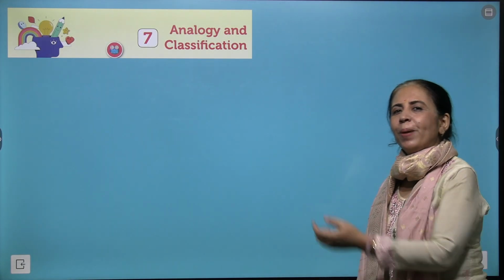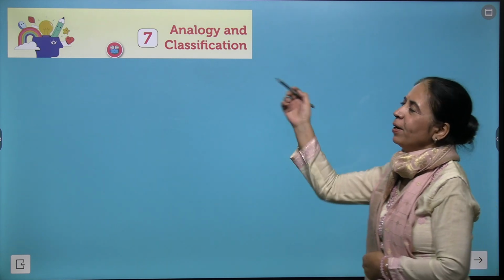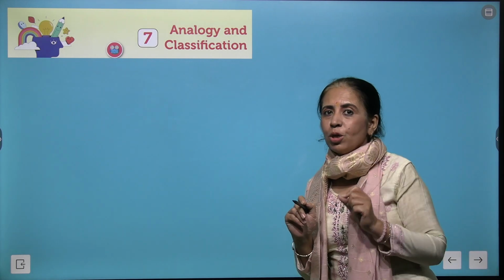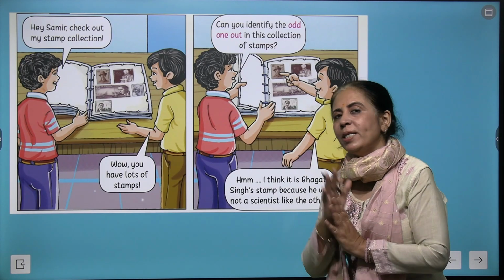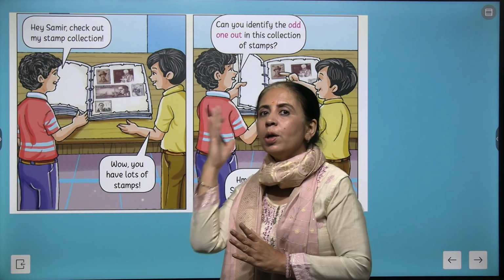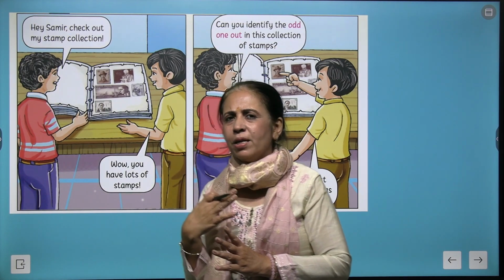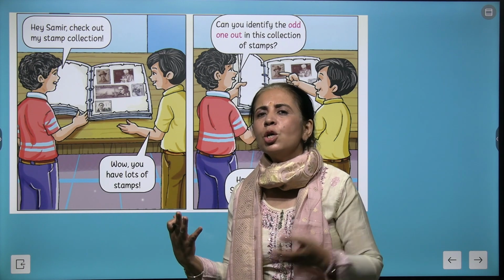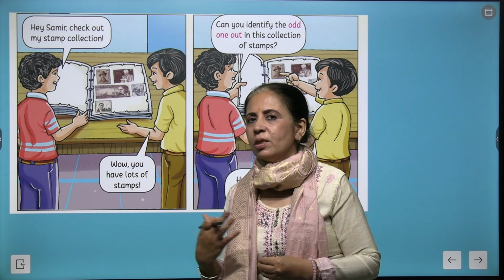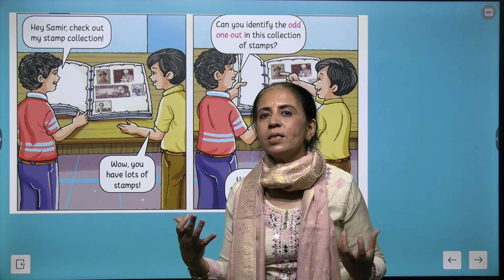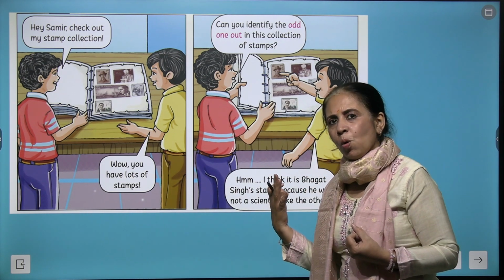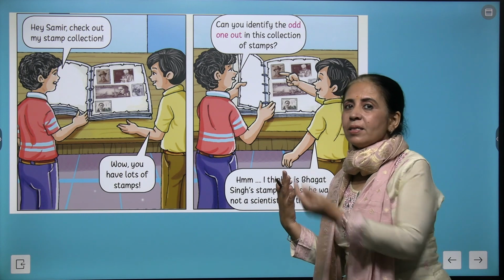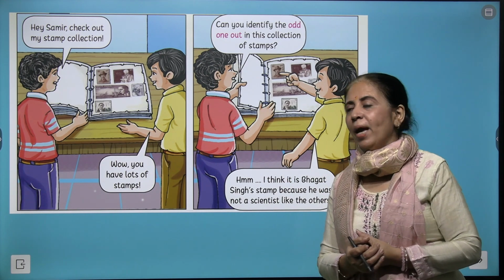We are ready to begin with grade 3, chapter number 7, that is analogy and classification. Now the question arises, why do we study analogy? Whenever your brain needs extra energy beyond your thoughts, you need to do certain questions which always create curiosity to understand why. Oh, really? And this is what you are going to do here.